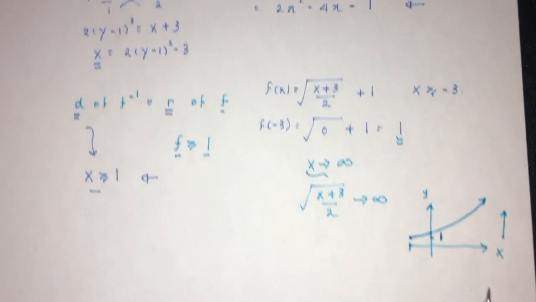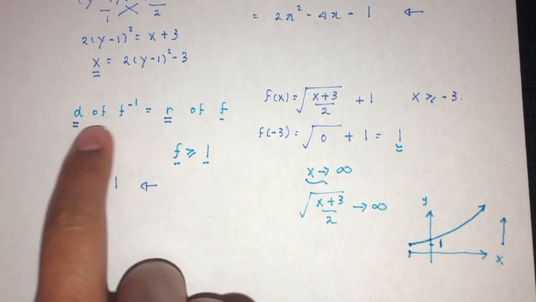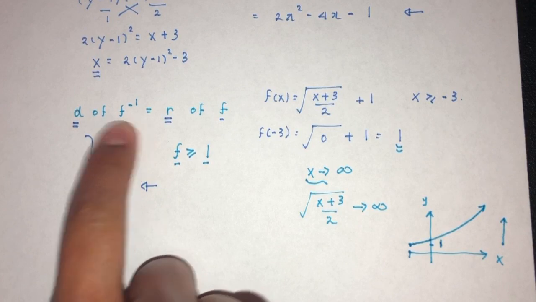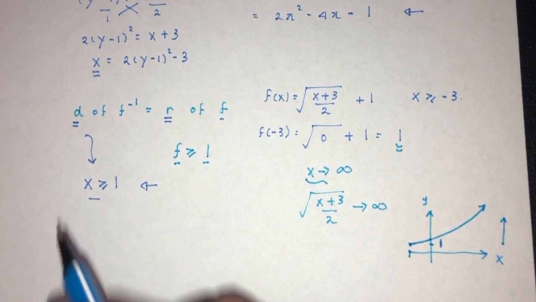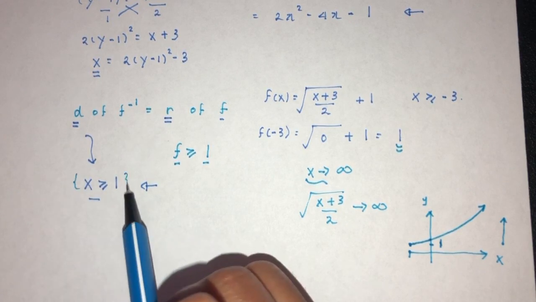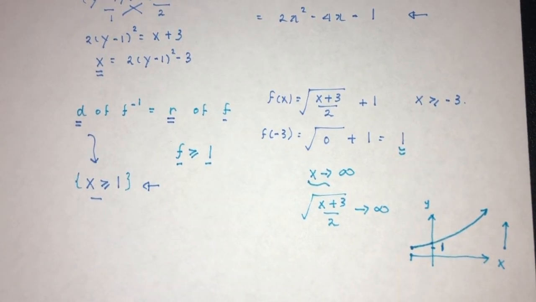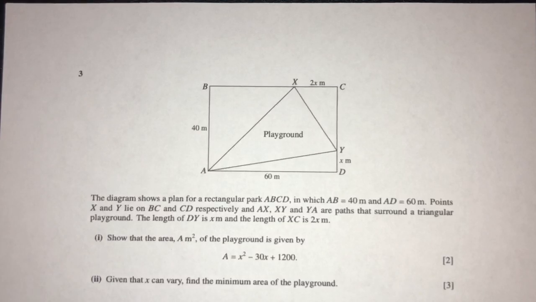Now we understand we're using the range of f to find the domain of f inverse. The only difference is domain is expressed in terms of x, so we change f to x here to express the domain, and that will be your answer for part 2 of your question. Now let's move on to the next question.